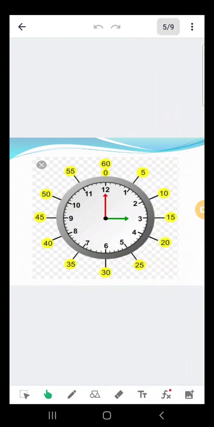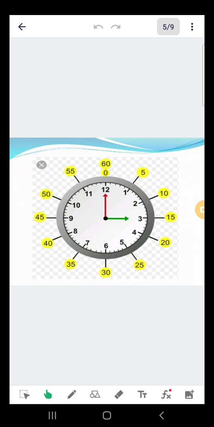Here you can see the divisions from 1 to 12. And out of this 12, the hour hand is at 3 and the minute hand is at 12. It means it is 3 o'clock. As well, you can see the numbers 5, 10, 15, 20, 25, 30, 35, 40, 45, 50, 55 and 60, which is the count of 5, or the table of 5. If you remember the table of 5, it will be very easy to learn the minutes.